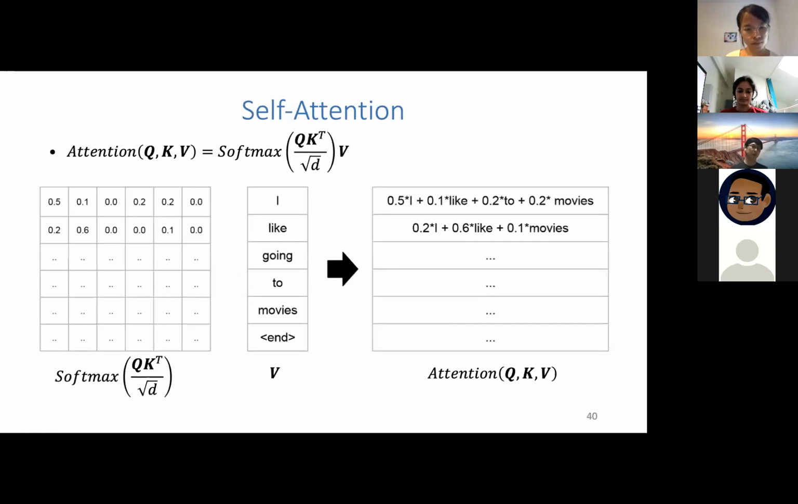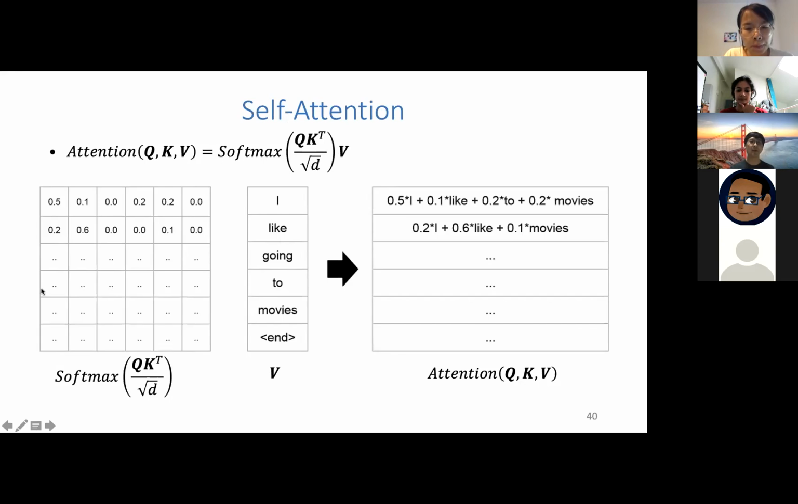So if you put it into the scaled dot product of the transformer, which is a QKV operation, it looks like this. The QKV operation of the transformer is softmax of the query matrix times the key matrix transpose, divided by a normalization factor, and then multiplied by the value matrix. This softmax part leads to this kind of attention map. And this V matrix is simply the node representation. So I, like, going, to, movies, termination symbol are the word representation vectors.